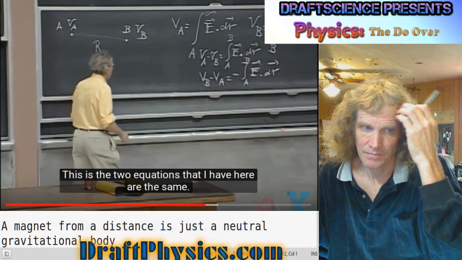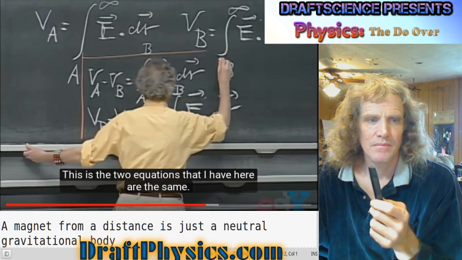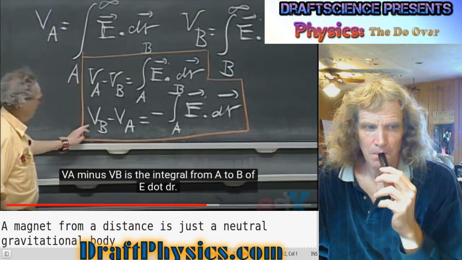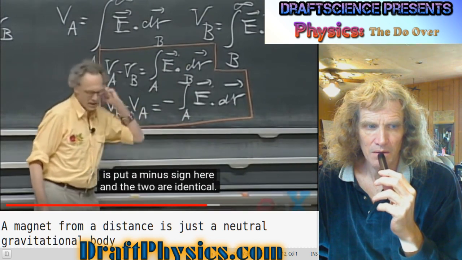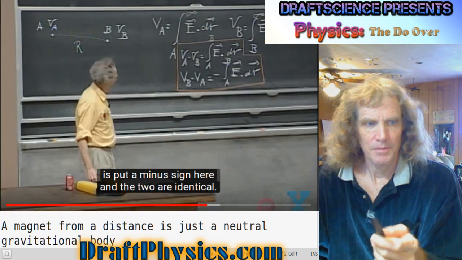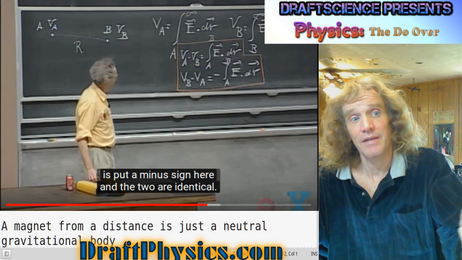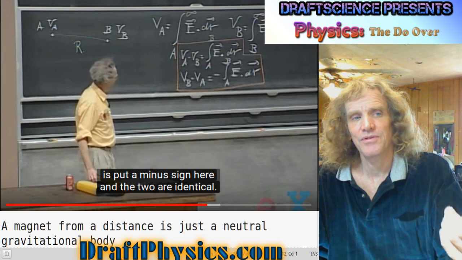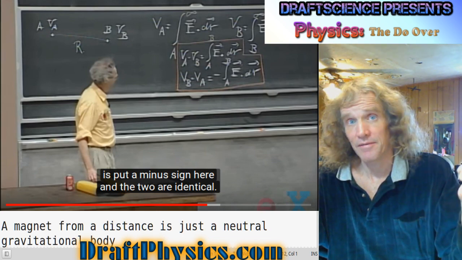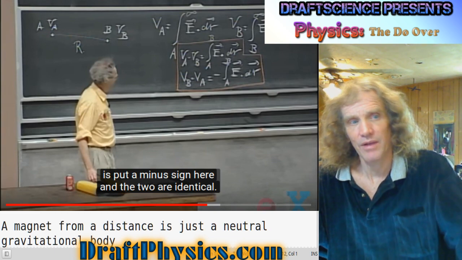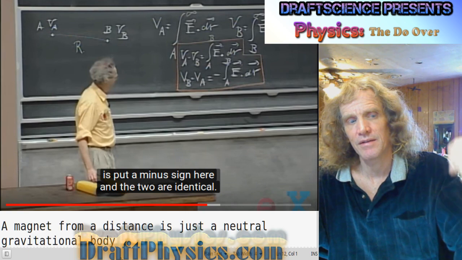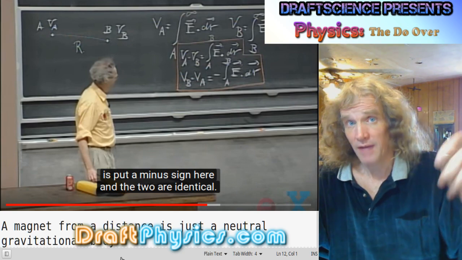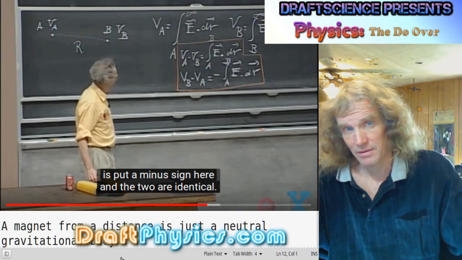Hope you realize that. The two equations that I have here are the same. VA minus VB is the integral from A to B of E dot dr. If I flip this over, then all I have to do is put a minus sign here, and the two are identical. I suppose it depends on how complex it gets, whether you're using negative voltages versus positive voltages. And in most cases, I suppose, you're using the negative because you're using an excess of electrons. So that's why they choose to use the bottom equation, as most of these examples will have the inverted sign because the positive voltage is acknowledged with a minus sign.